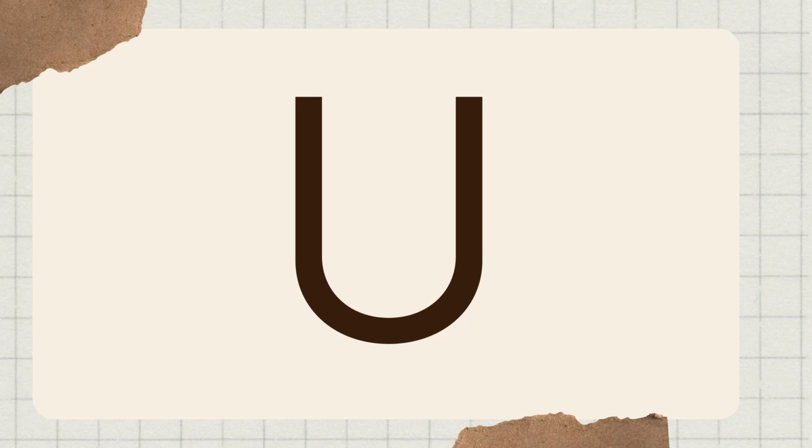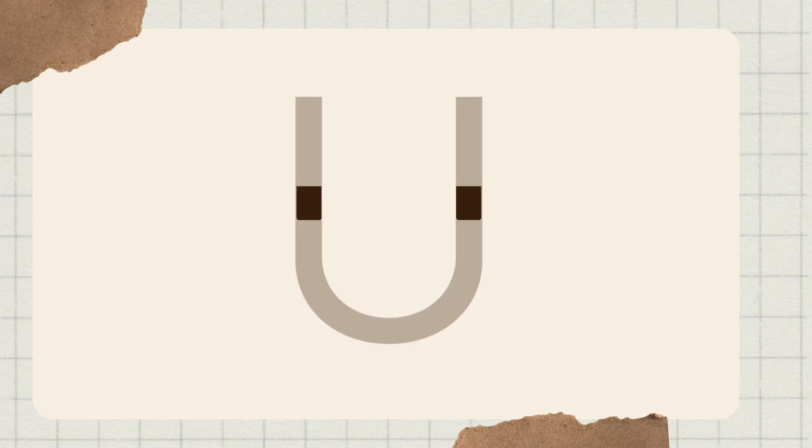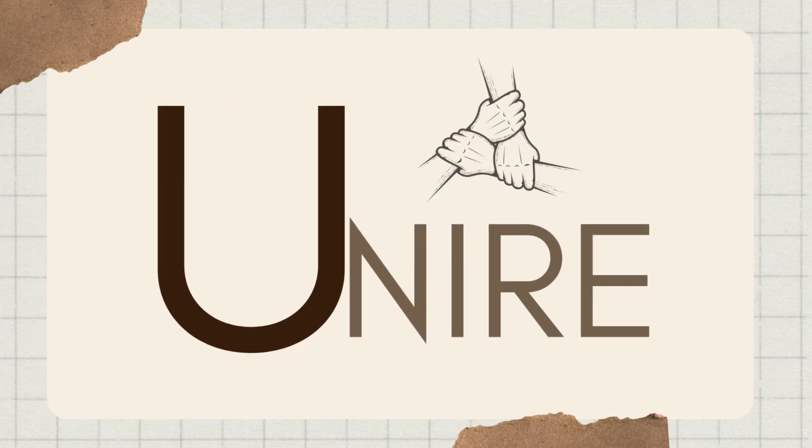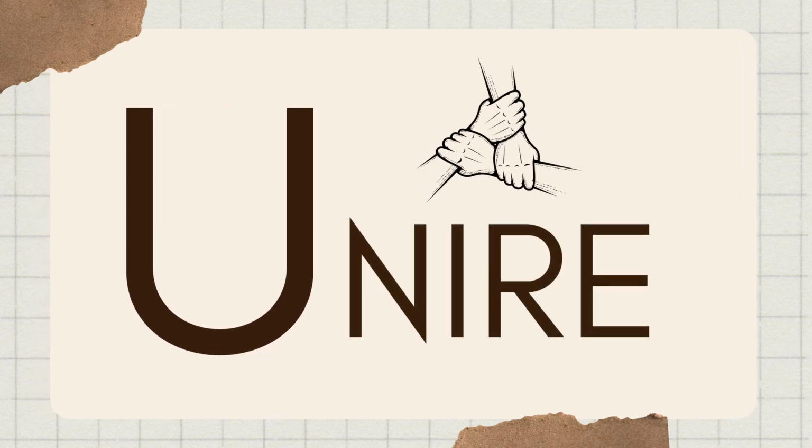By observing the shape of the U, we notice that the two vertical lines can resemble two ones, meaning two in Roman figure, and the curved line below serves to connect these two units into one. Thus, the U is a symbol of union, as evidenced by the verb unire, which means to unite, to reunite, to make one.